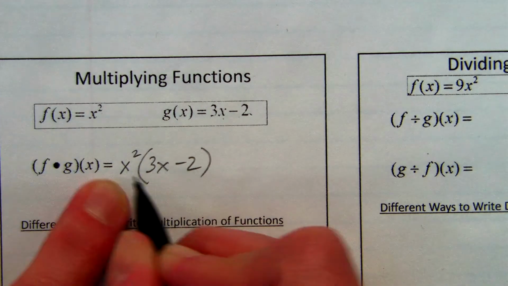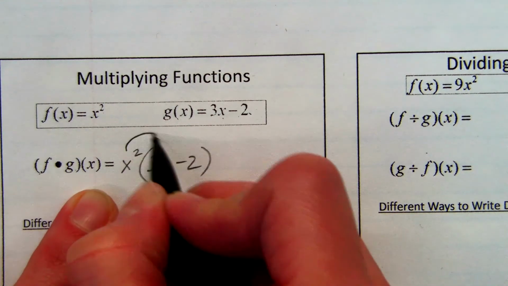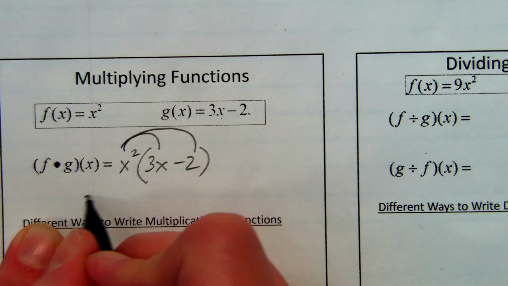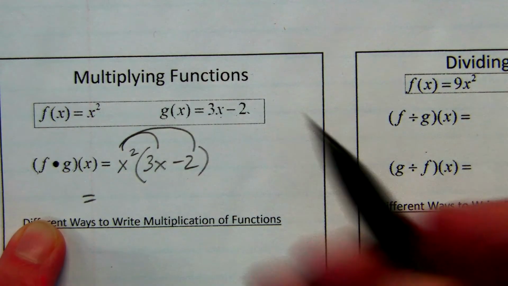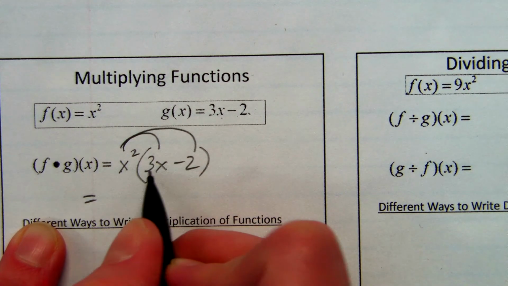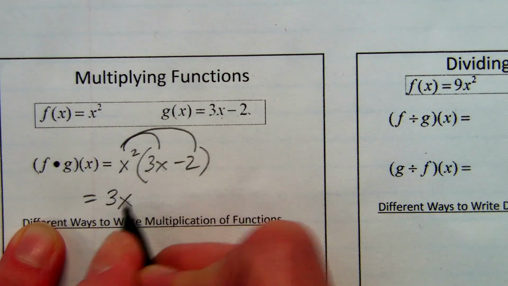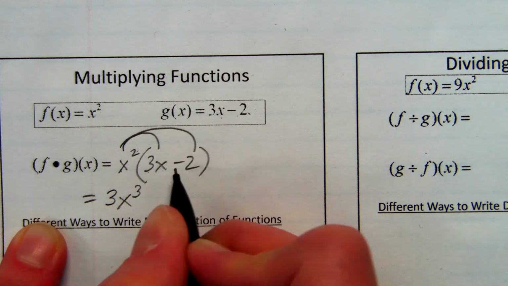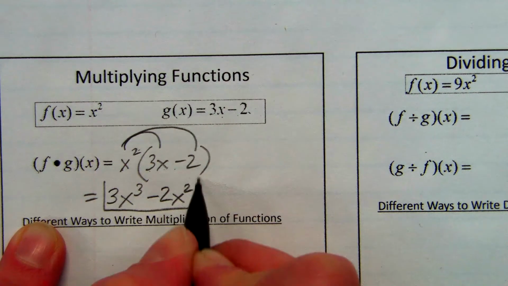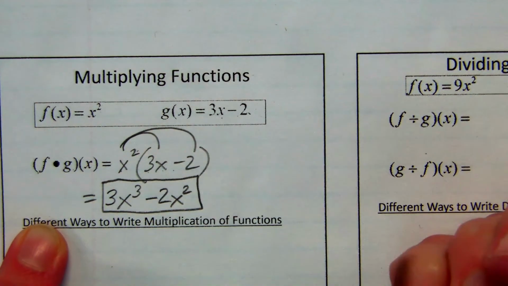And that means when I'm multiplying, I get to distribute this to both of those, and then I'll be done. So mostly this is just like operations with polynomials. It's just that we have function notation. So x squared times 3x is 3x cubed. X squared times minus 2 is minus 2x squared. So that one's not too bad because it was just distribution.